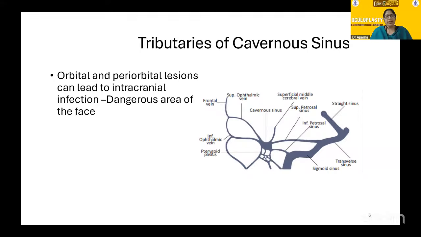Thank you. So the cavernous sinus drains the venous blood from the face, and you have a dangerous area of the face which is being drained by the frontal vein, the superior ophthalmic vein, and also the inferior ophthalmic vein. Inferiorly, you have the pterygoid plexus. All these are mostly valveless veins, and an extracranial pathology or infection can get drained and converted into an intracranial infection by way of these plexuses and tributaries to the cavernous sinus.